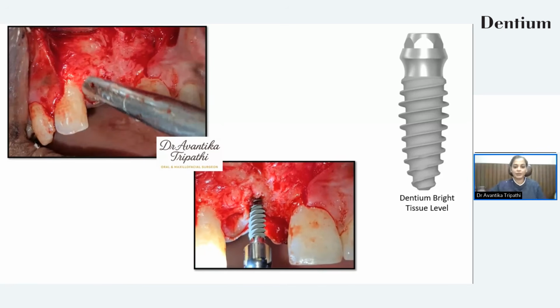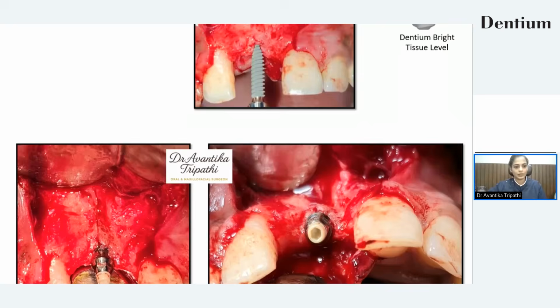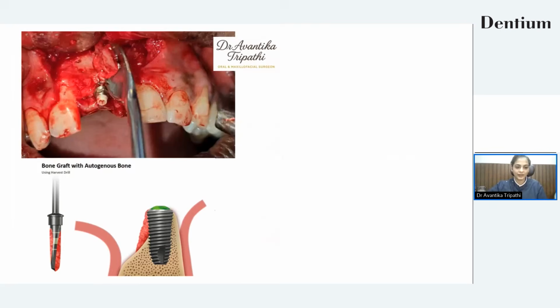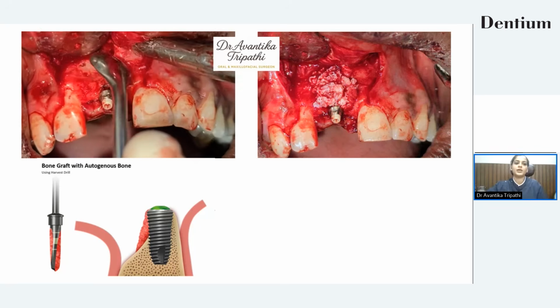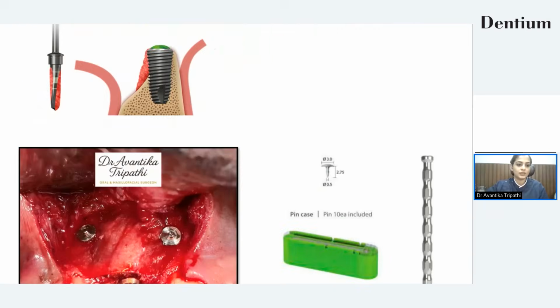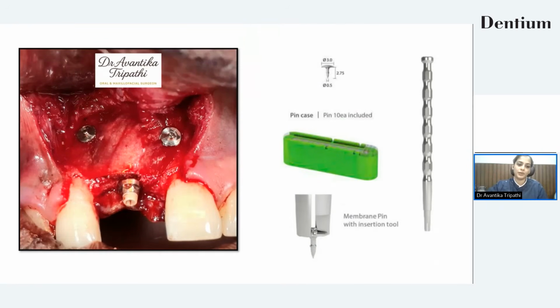After the complete placement of the implant, I saw that the buccal cortical plate had a crack on the labial surface. So I planned minimum bone grafting just to bulk up the labial cortical plate. I extracted some autogenous bone from the ramus area, packed it along with the xenograft, and then stabilized it with the membrane pins.